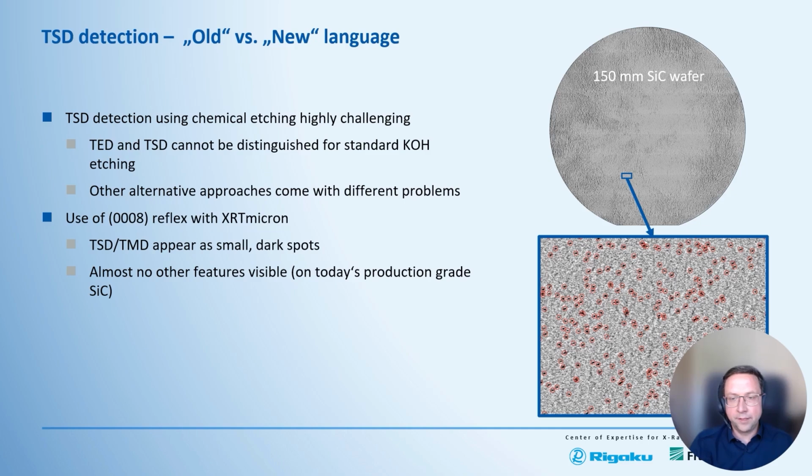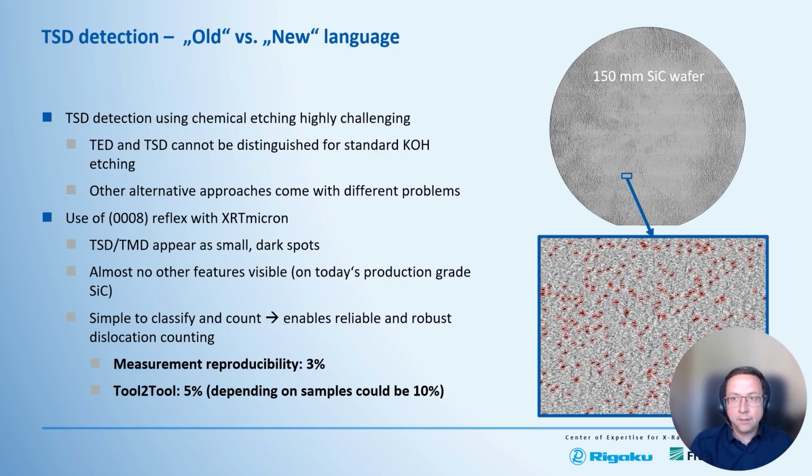Using X-ray topography, we have come to the point that it would make sense to use reflection type of X-ray topography measurements. In our approach, we're using the 008 reflex conditions. And on the right-hand side, you can see a complete topogram of 150 millimeter silicon carbide wafers. And the TSDs appear as small dark spots in the upper side topogram. And beside these kind of defects, no further other defects are visible in today's production grade material.